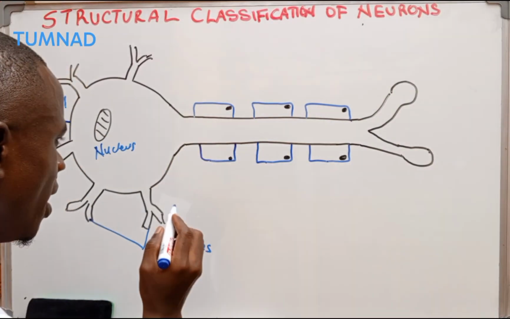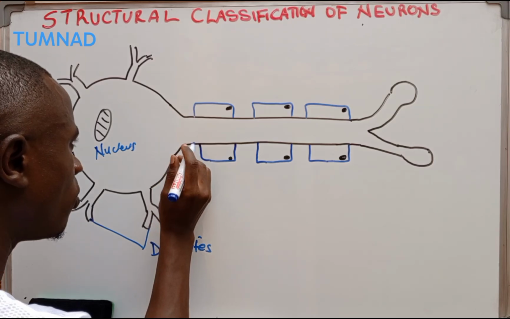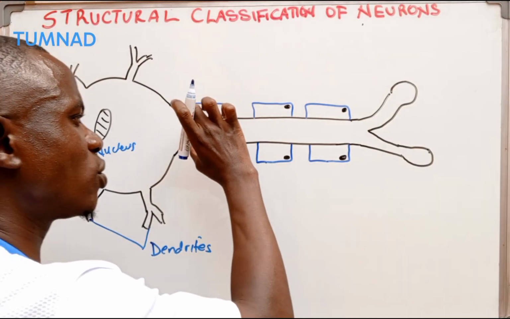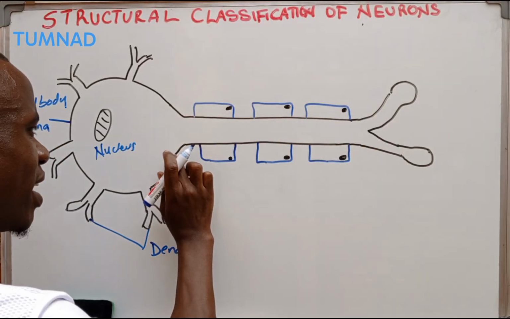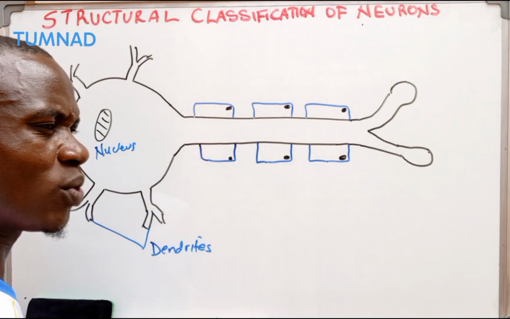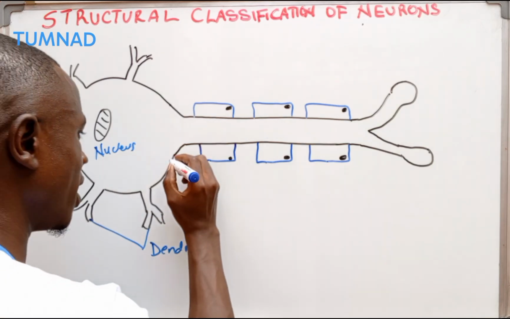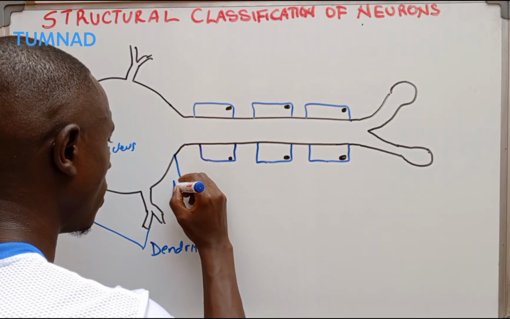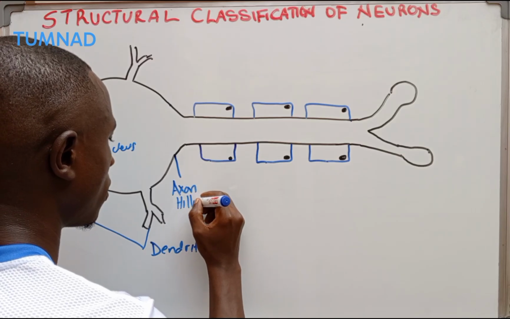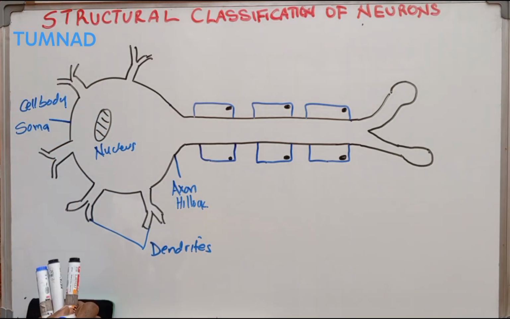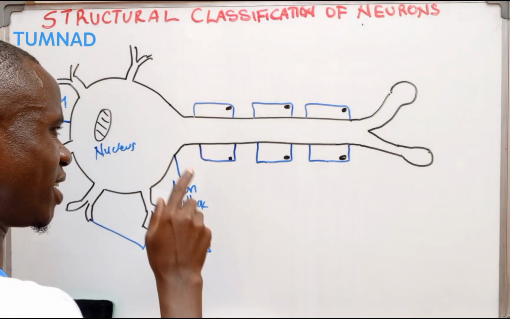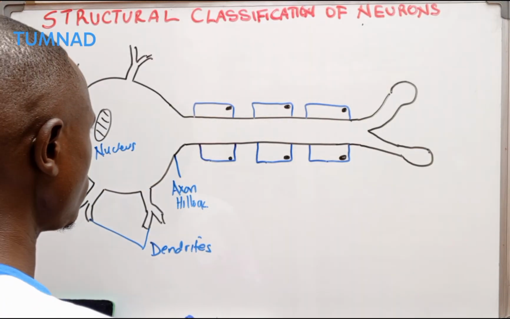Okay. Now, this structure of the cell body, as it narrows down before it transitions into the axon, this narrowing is going to be having highly concentrated voltage gated sodium channels. This area here is what we call the axon hillock. Okay, the axon hillock. It is very important, having high levels of voltage gated sodium channels.